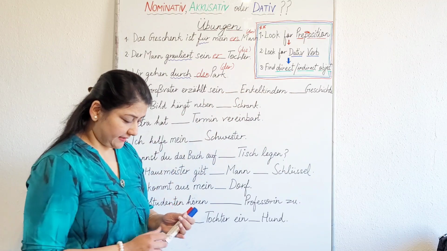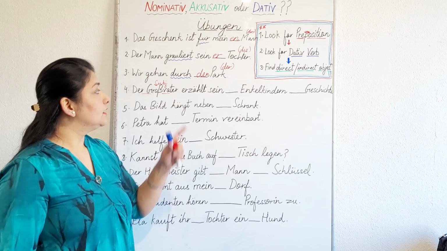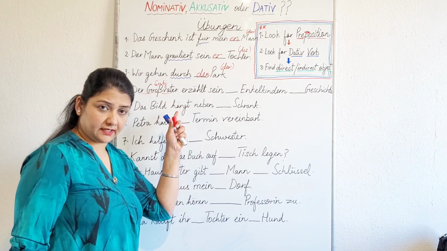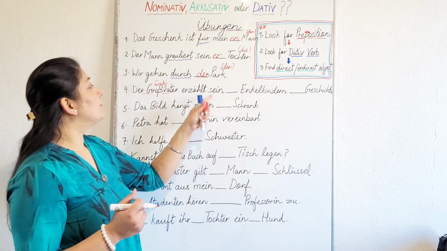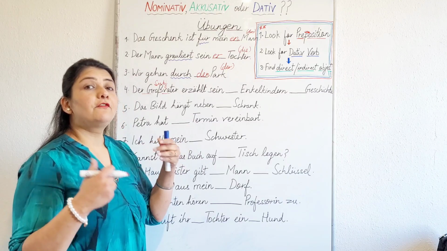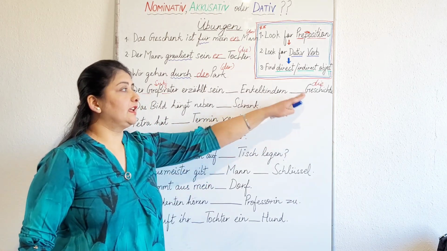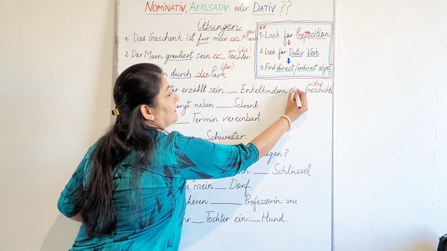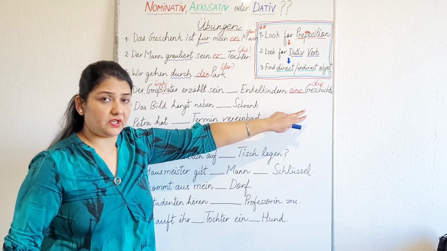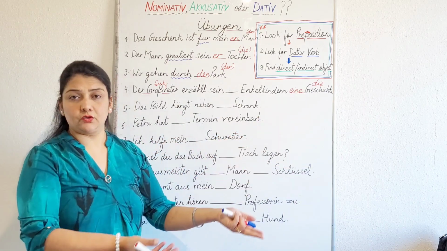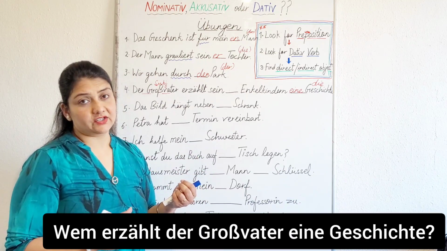So, wer ist das Subjekt erstmal? Der Großvater ist das Subjekt. Wer erzählt? Der Großvater erzählt. Und jetzt suchen wir nach einem direkten Objekt hier. Also, was erzählt der Großvater? Das ist die Geschichte. Geschichte hat den Artikel die, so it becomes eine Geschichte. Hier ist Geschichte in Akkusativ, weil das ein direct object ist. But for whom is this story being told? Who is the end recipient of the story? Wem erzählt der Großvater eine Geschichte?